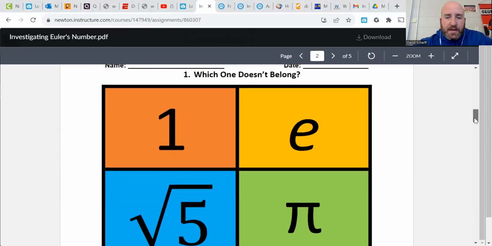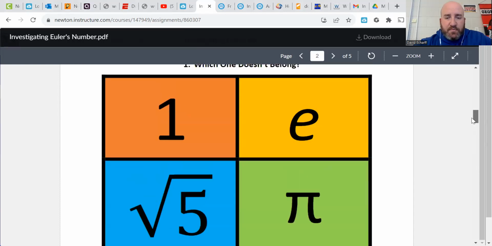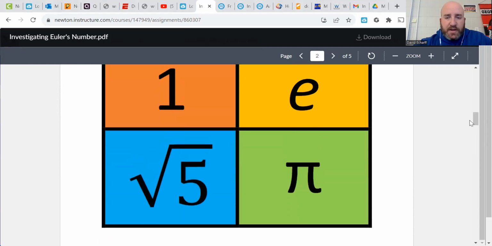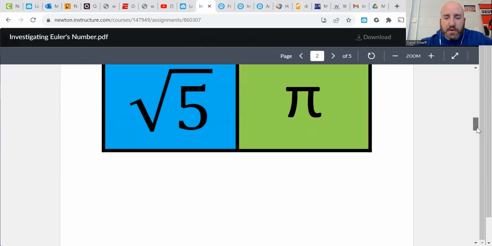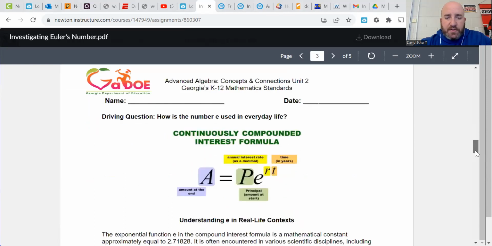And then I just said e is kind of like pi, so we did this. Which one doesn't belong? It was the number 1, because all the rest, e, pi, and the square root of 5 are all irrational numbers. So again, our focus is on e.